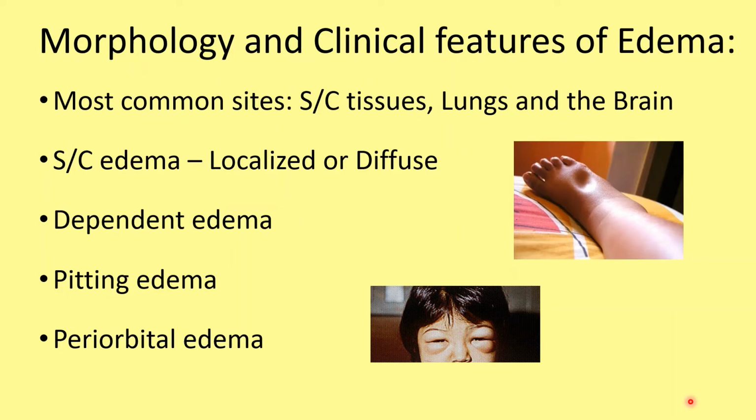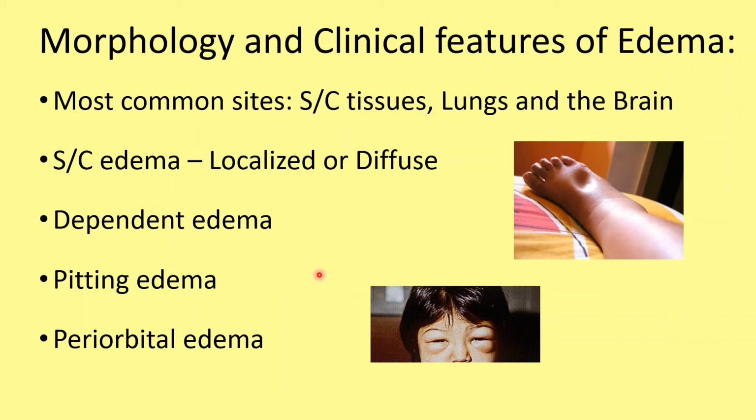We can easily recognize edema grossly, and on microscopy it appears as clearing and separation of the extracellular matrix and some cellular swelling, and the most common sites are the subcutaneous tissues, lungs, and the brain. The subcutaneous edema can be diffuse or it can be localized to regions which have high hydrostatic pressure. So the distribution of edema is affected by gravity. For example, on standing, it appears in the legs, and in the recumbent or lying down position, it appears in the sacral region. This is termed dependent edema.